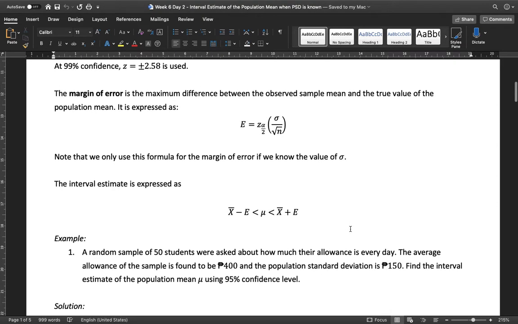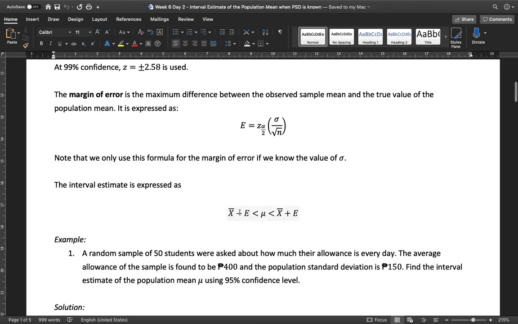Now, the interval estimate is expressed as sample mean minus margin of error is less than the population mean, which is less than the sample mean plus the margin of error. Or mas maganda basahin na the population mean is in between the sample mean minus the margin of error and the sample mean plus the margin of error. So, objective natin dito is to solve for the margin of error. Then we subtract or add it to the sample mean para malaman natin yung interval. So, ganun natin ginagawa yung interval estimate.